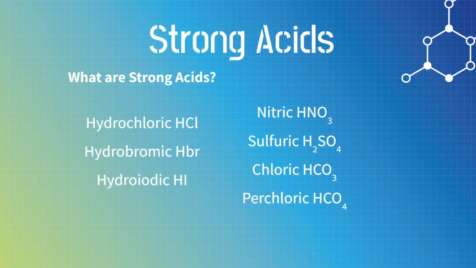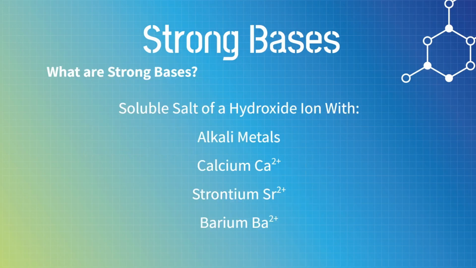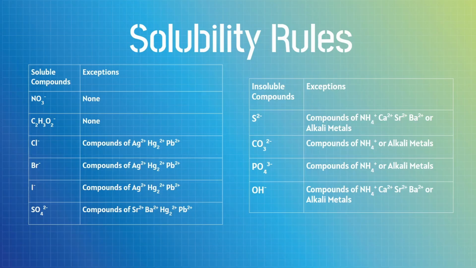So what are some strong acids? Strong acids are hydrochloric, hydrobromic, hydroiodic, nitric, sulfuric, chloric, and perchloric. And some strong bases are the soluble salts of a hydroxide ion with alkali metals, Ca2+, Sr2+, and Ba2+. And here are some solubility rules, and it shows soluble compounds on the left and the exceptions. And on the right it shows insoluble compounds and their exceptions.